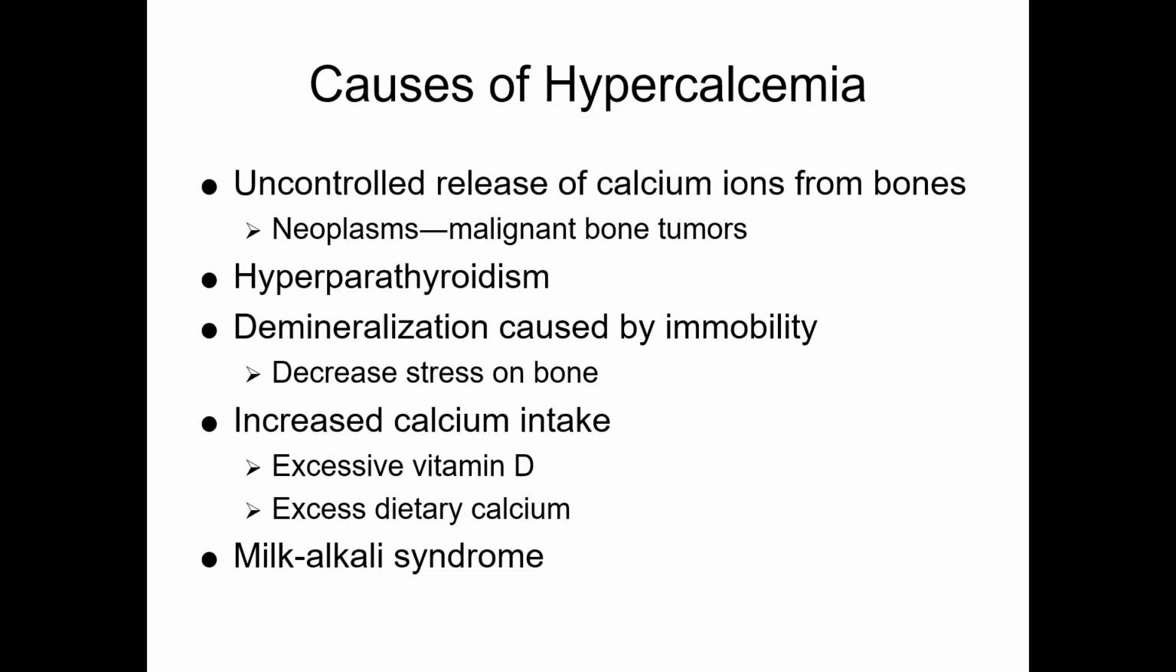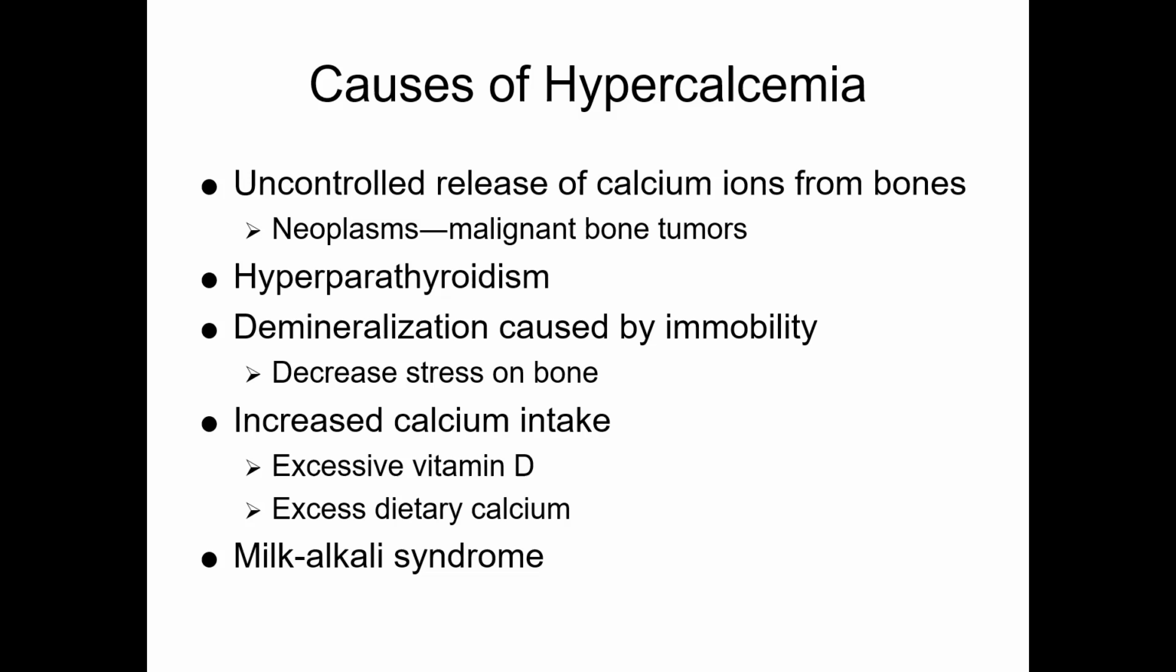Hyperparathyroidism can cause excessive calcium levels. Immobility can cause excessive calcium levels. We need weight-bearing exercises in order to distribute the calcium to the bones. Without the mobility, we have decreased stress on the bone, and this causes demineralization of the bones.